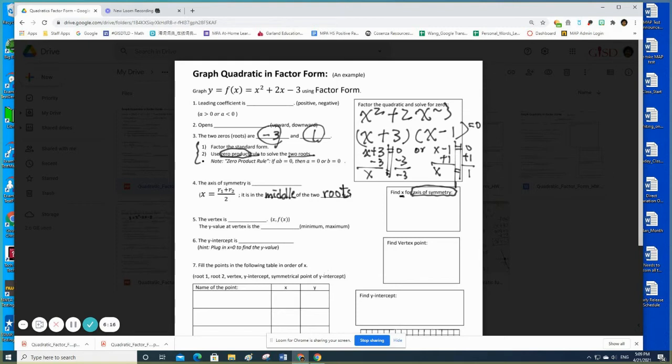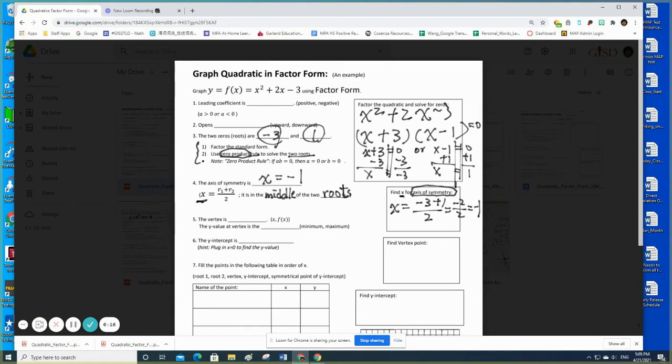So we find this middle x position, x is negative 3 plus 1 divided by 2. That is negative 2 divided by 2. That is negative 1. So the axis of symmetry is x equal to negative 1. That is a straight line. That is vertical.